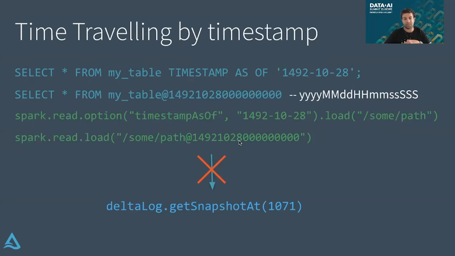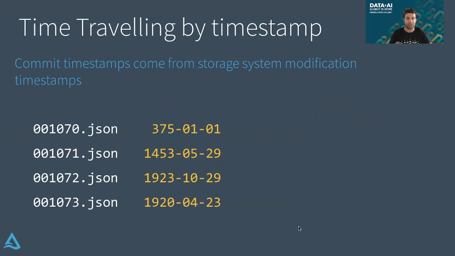But what happens with timestamps is that we don't know specifically which version that timestamp corresponds to. So we can't just call deltaLog.getSnapshotAt. So what do we have to do then? We need to figure out which version that timestamp corresponds to. The commit timestamps come from the storage system modification timestamps. The storage system could be HDFS, it could be S3, it could be ADLS Gen 2 on Azure. What these systems unfortunately do not guarantee is timestamps that increase monotonically with our versions. These are distributed systems. There could be clock skew.